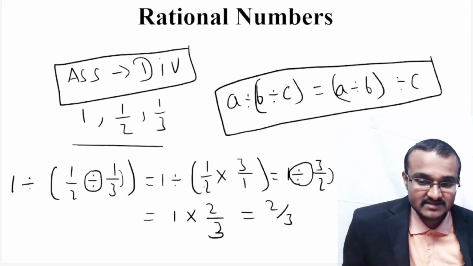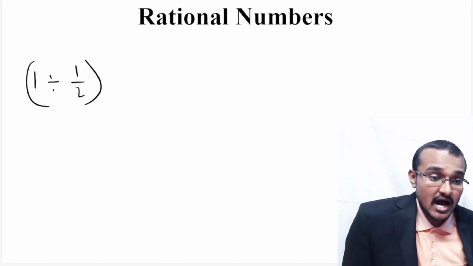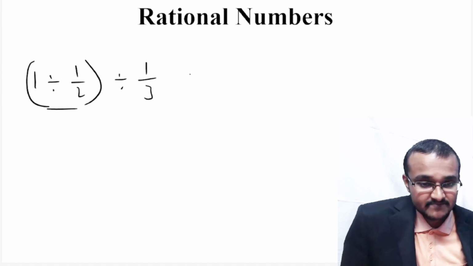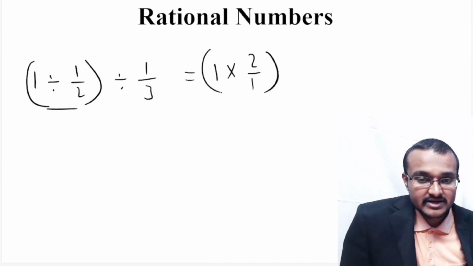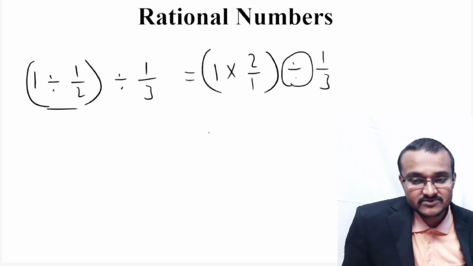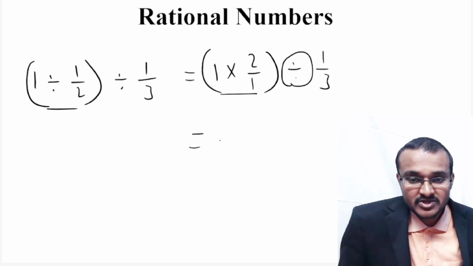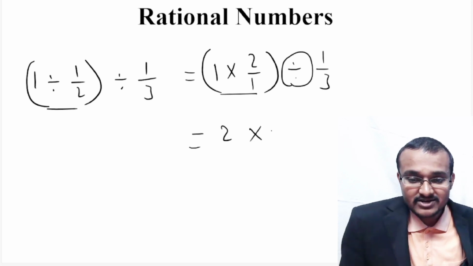Similarly, if you write in the form of RHS, you will actually get 1 divided by 1 by 2 outside the bracket, and inside the bracket you will be having 1 by 3. So now you should solve inside the bracket. 1 divided by 1 by 2 can be written as 1 into 2 by 1, divided by 1 by 3. Now again you can change this division into multiplication, and you can interchange the numerator and denominator. You can solve this also. So 2 into 2 by 1 into 3 by 1. So 2 into 3 will be 6.